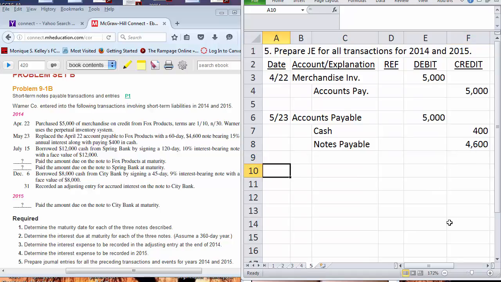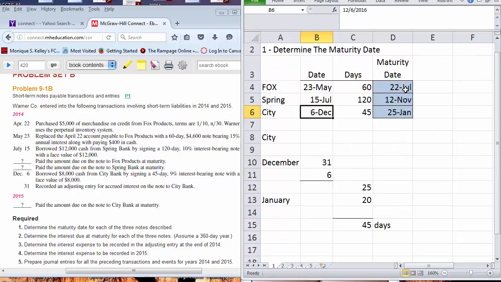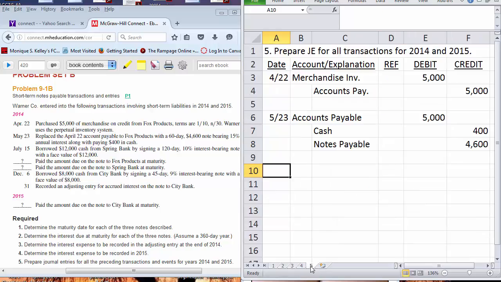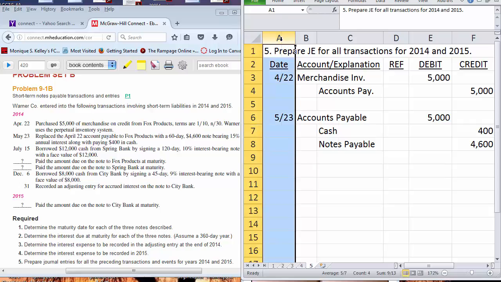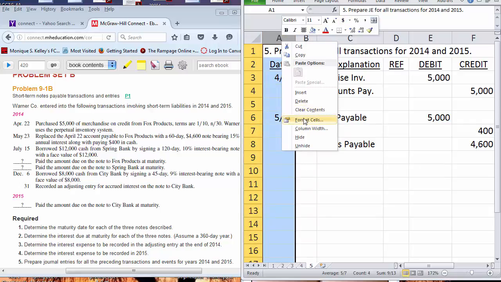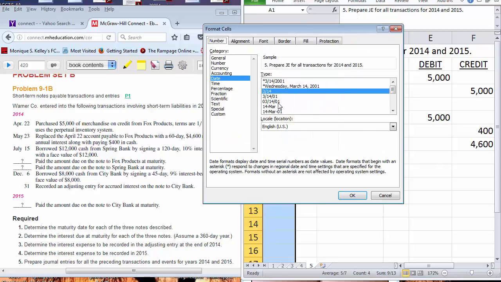Then on July 15th, we borrowed some more money. Now before I do that, I just want to look at my maturity dates. July 22nd is my first maturity date, so I need an entry for that one along with November. So let me go back and let's see. And I probably should have put the year, huh? That might have been helpful so you guys can see that this was in 2014. And this is 5/23/2014. And we'll make it so it's visible. Format cells.